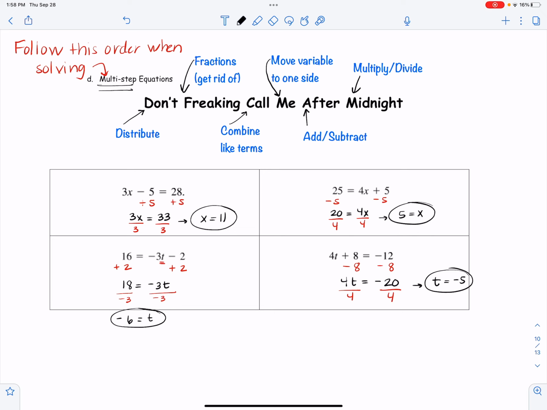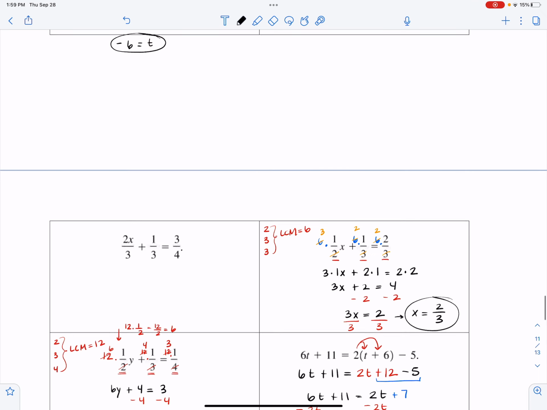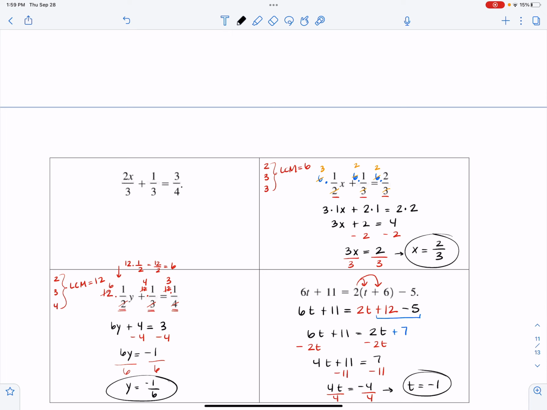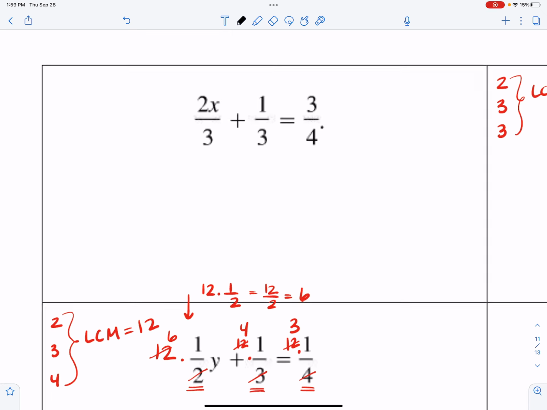Combine any like terms that you can, simplify as much as you can on either side, and then start working to move the variable to one side and everything else to the other. And as you do that, again, this is opposite from order of operations: you do your addition and subtraction first and finish with your multiplication and division.